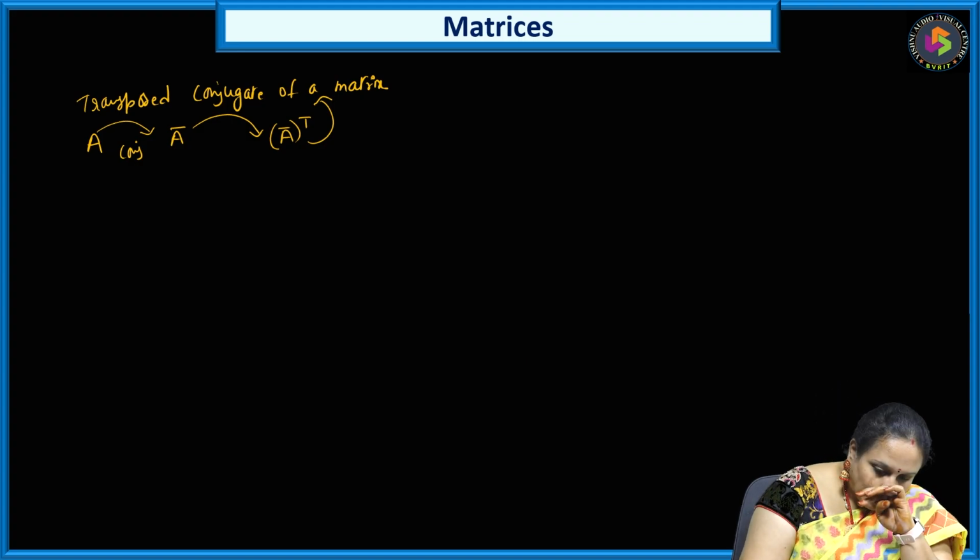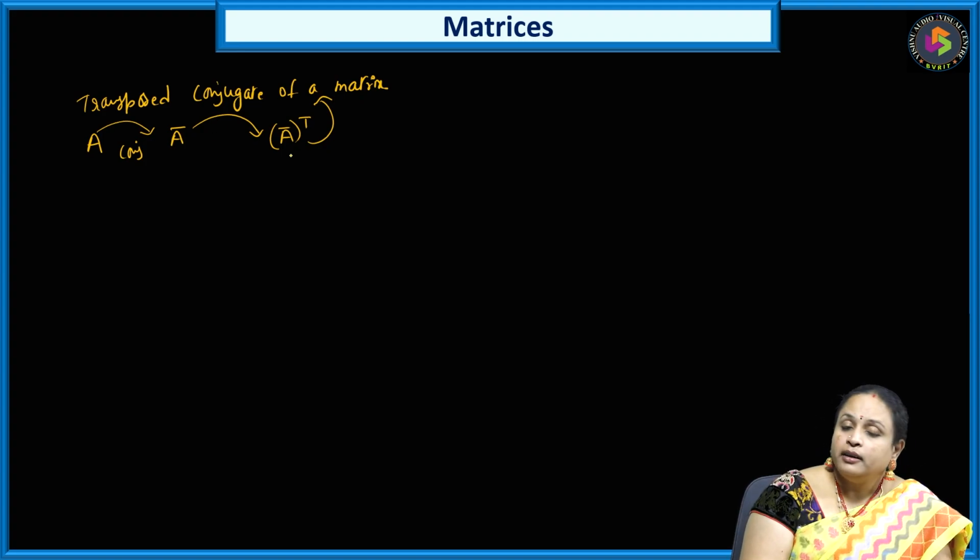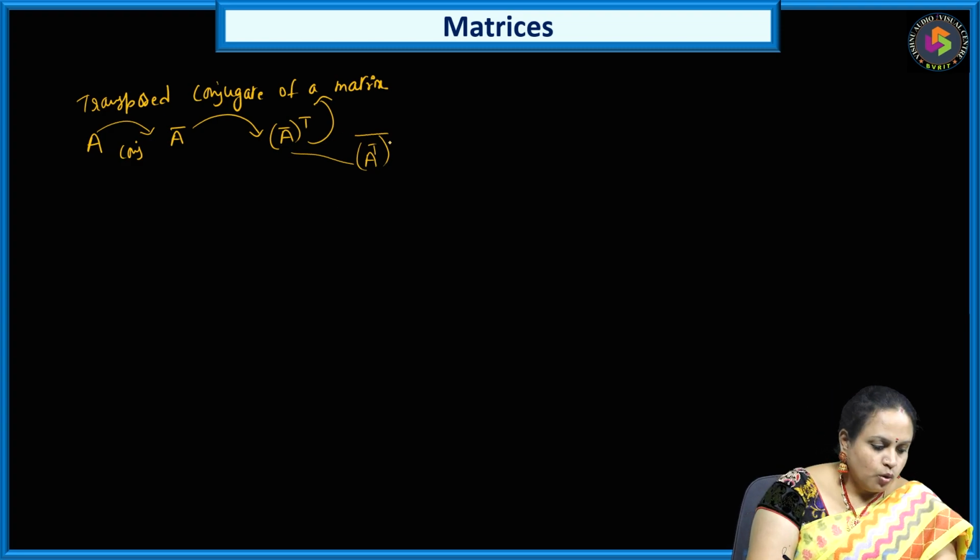A is a complex matrix and the conjugate of A is A bar. Then the transpose of the conjugate is A bar whole transpose. This can be written in two ways. You can also write A transpose whole bar. Anything will give you the same answer. We can write A bar whole transpose or A transpose whole bar. Both of them will give us the same answer.